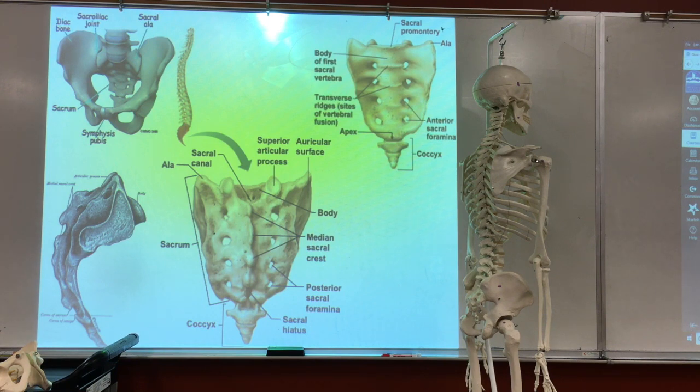And we don't have tails like dogs and cats. We have remnant structures. What do we call the remnant structure? The coccyx.